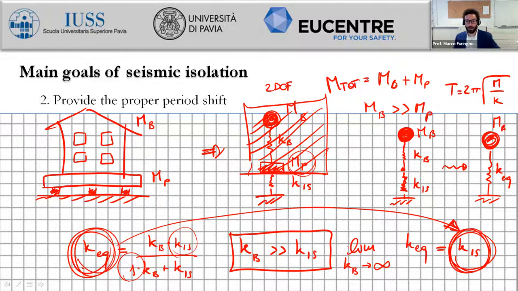So this means that by looking at the 2 degree of freedom system, the K isolation is the one which rules the overall behavior. So whatever is above that spring can be considered as just a single lumped mass. Okay, so this means that the overall behavior can be represented by a single degree of freedom oscillator with the stiffness directly equal to K isolation and the mass equal to the total mass of the structural system, which is the summation of the mass of the building and the mass of the plate.